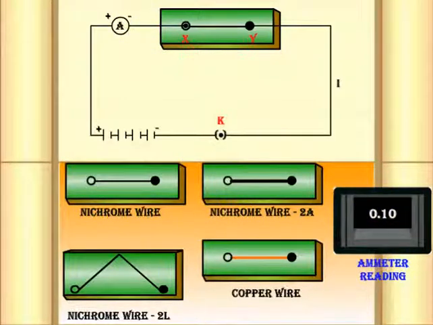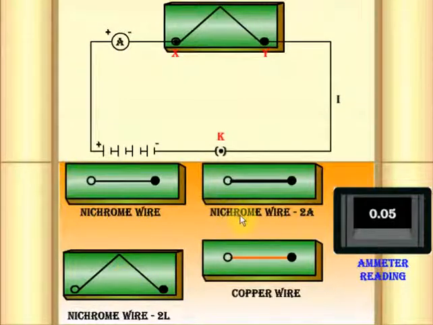Understood? Here's the reading. Now, let us see how resistance offered by the nichrome wire varies with the length of the nichrome wire. If the resistance offered varies with the length of the nichrome wire, then the ammeter reading should change, isn't it? Because when resistance increases, current decreases, and when resistance decreases, current increases. So here, now let's replace this original nichrome wire with a nichrome wire which has a length 2L, that is a length twice that of the initial nichrome wire.